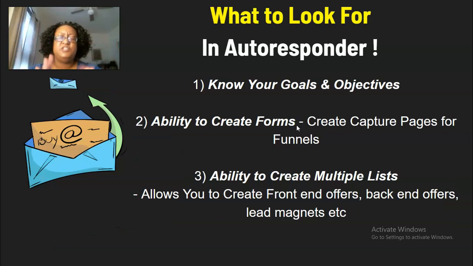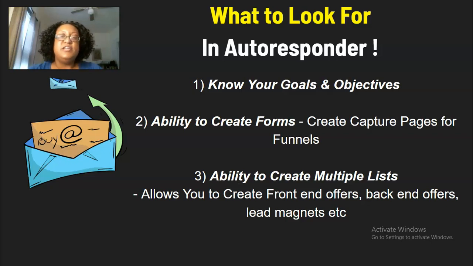All right, so here are the things that you need to look for in an autoresponder. The first thing that you want to do, before you even look at an autoresponder, is know what your goals and your objectives are. Like, what's your reason for having an email list? Ideally, your goal of having an autoresponder is to build an email list to support your marketing efforts online.